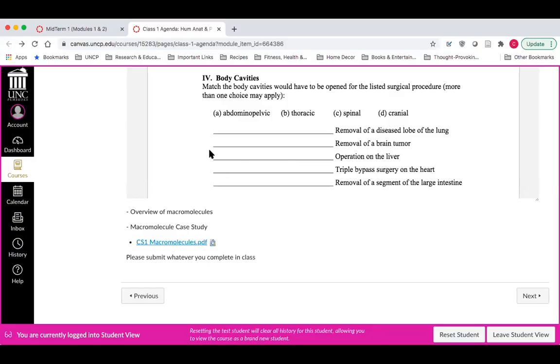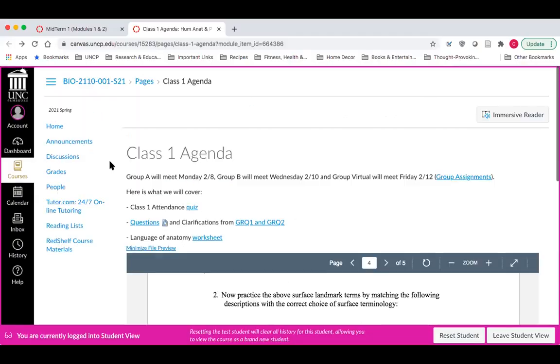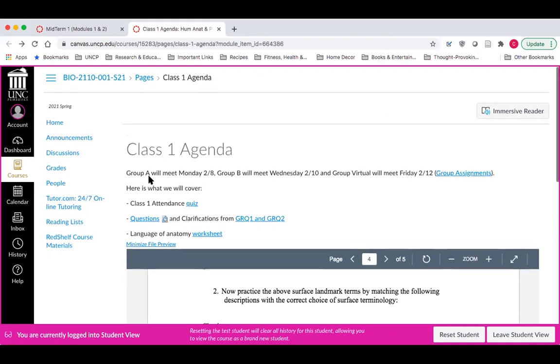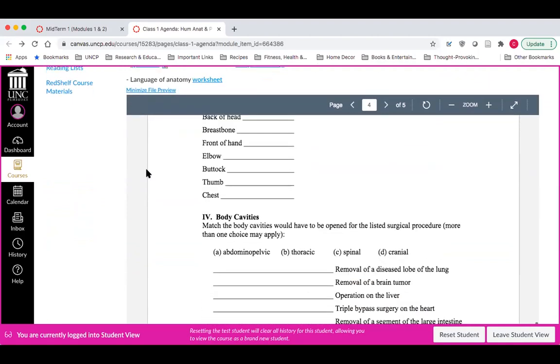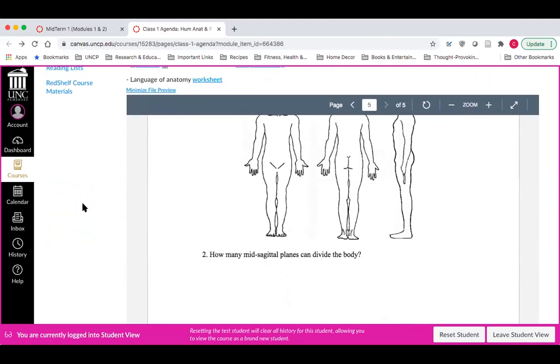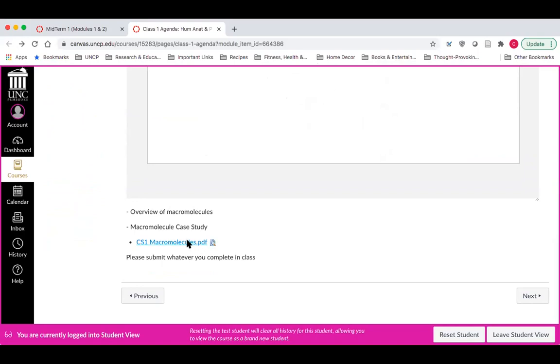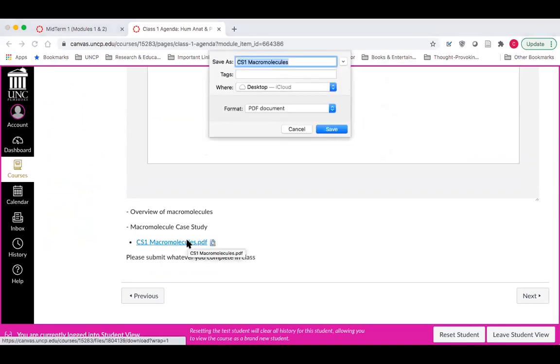Okay. So I hope that was helpful as a quick review, because I know a lot of people had questions about that. I'm going to share my screen back to that class 1 agenda. So again, we're still on our class 1 agenda page, right? We had done the attendance quiz. I went through a short PowerPoint about questions that you guys had. We did part of this worksheet.